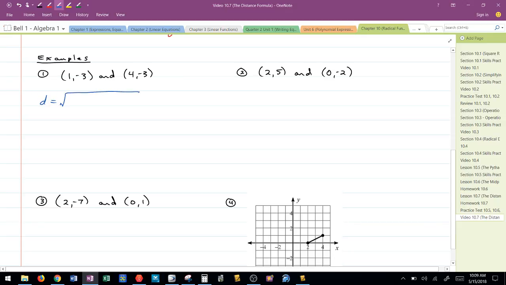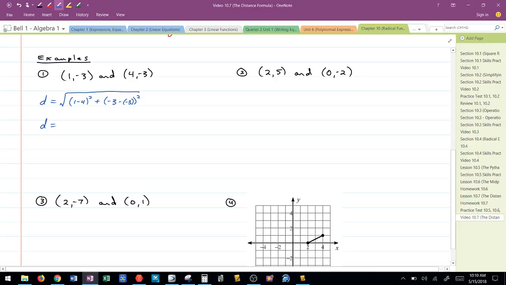of the subtraction of the x's. Now you can either go 4 minus 1 or 1 minus 4, it doesn't matter. I'm going to go 1 minus 4 squared. The y's do matter in order, and you have to go from the same x value to its corresponding y value, in that order. So I use this 1, so I'm going to use this negative 3 and subtract from that negative 3 and square that.